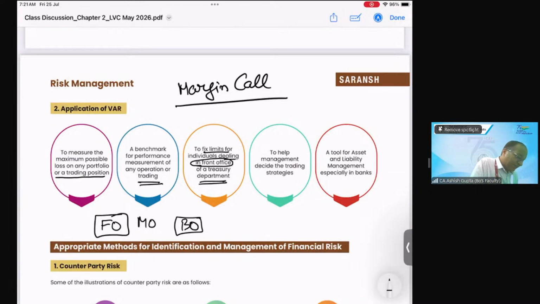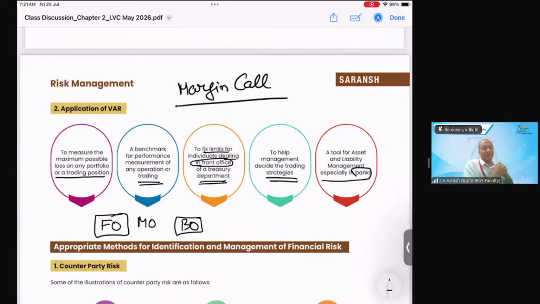Now, this also helps to decide the trading strategies, what strategy they have to take. That is, if the limit goes above this, I have to liquidate my position. This kind of trading strategy can be decided. It is also a tool of asset and liability management, especially in the case of a bank.